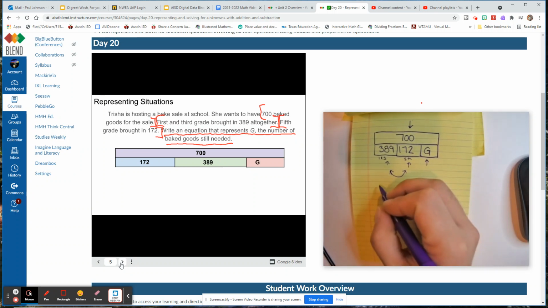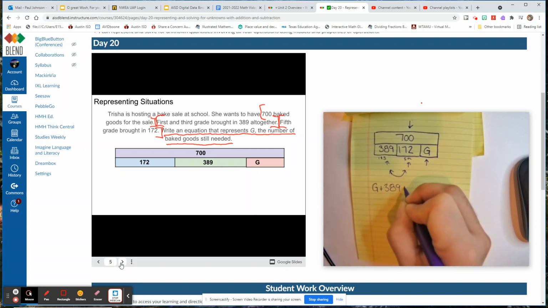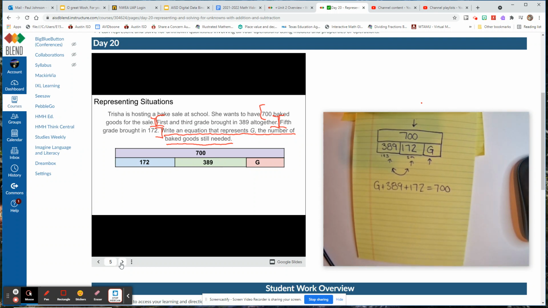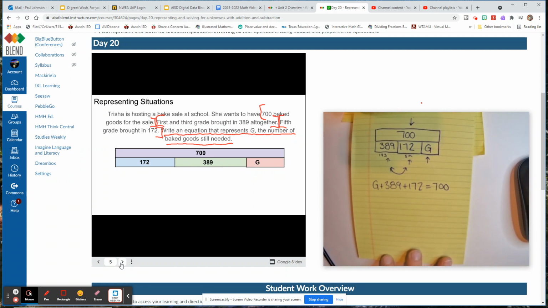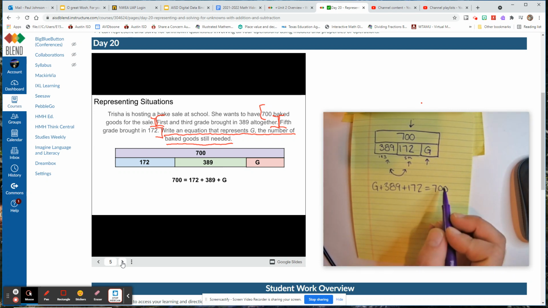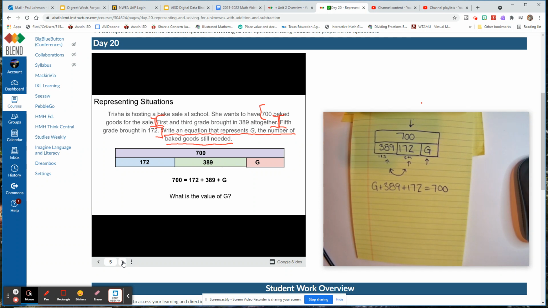So we could write a bunch of different equations for this. For instance, we could write G plus 389 plus 172 equals 700, right? But is there one that we could write that might be a little bit easier to solve to figure out what G is? So they basically wrote the same thing we did, but backwards. Remember, the equal sign just means this side and this side have the same value. So if you write the 700 first or you write the 700 last, it does not make a difference. So we need to find the value of G. Oh, they did it for us.